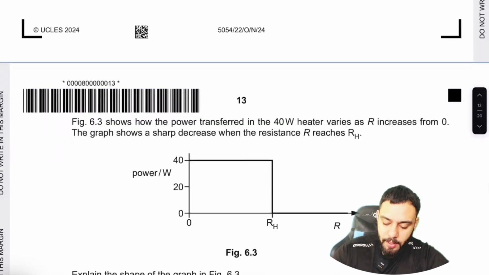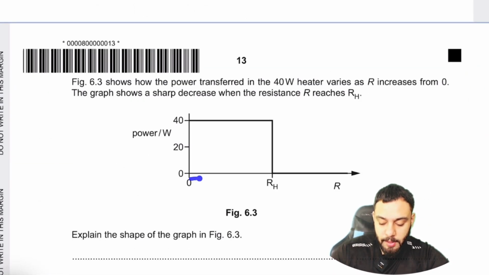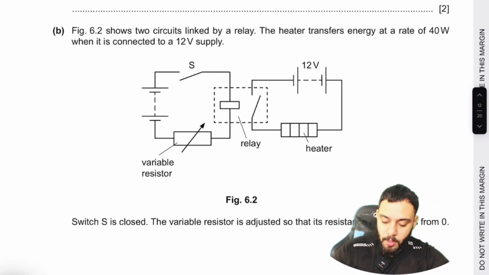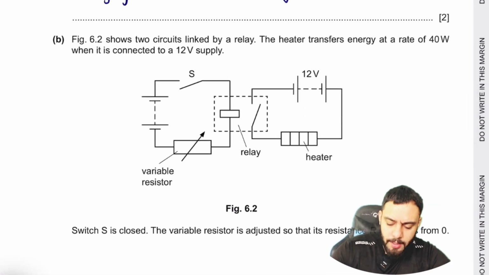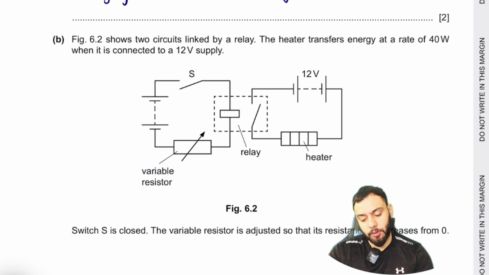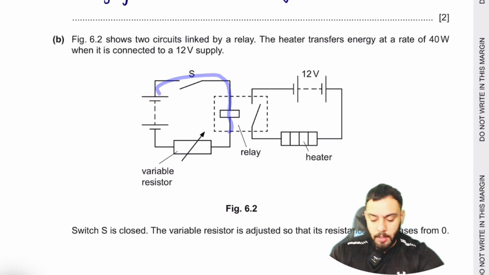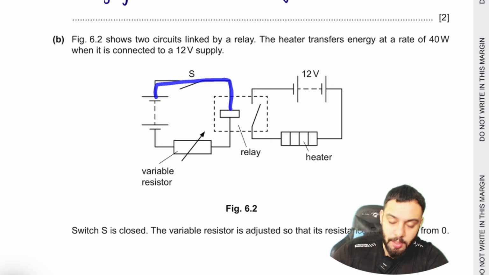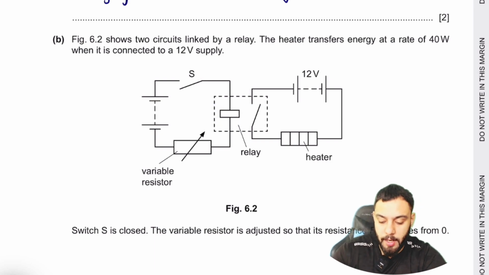Very good question. If you look at the graph, as the resistance is increasing, the power is not changing. At resistance RH, the power reaches 0. So the power is of the heater and the resistance is of the variable resistor. Let's say switch S is closed and there's a current. Initially the current is large enough to allow the magnetizing coil to attract the relay switch and hold it in position.